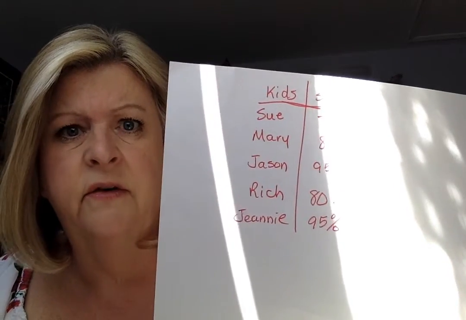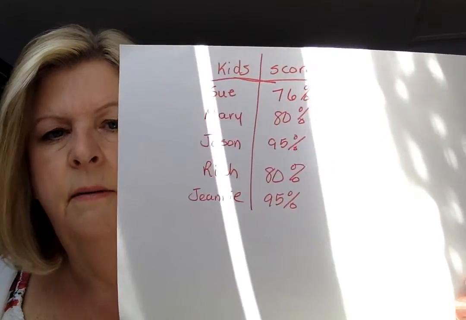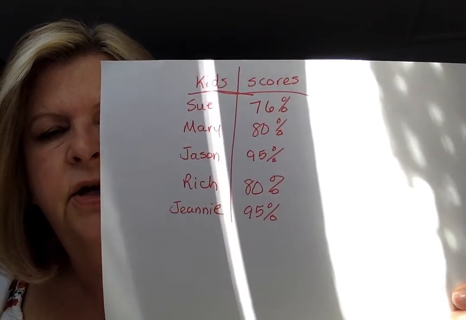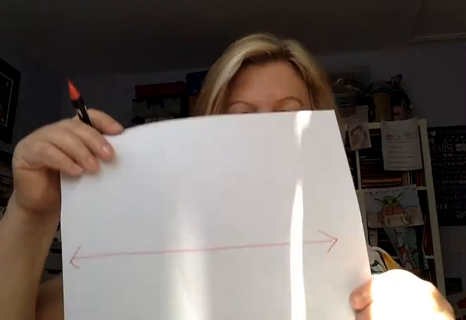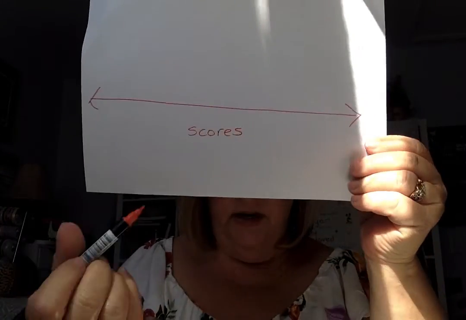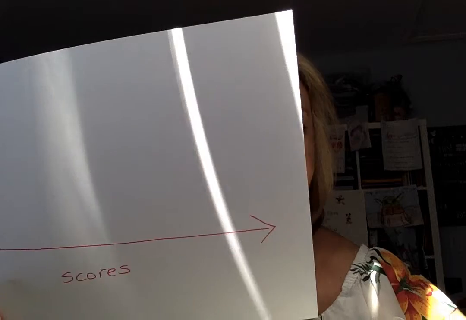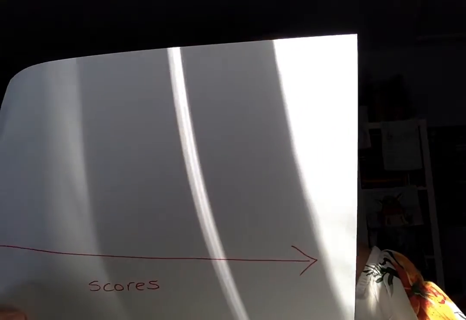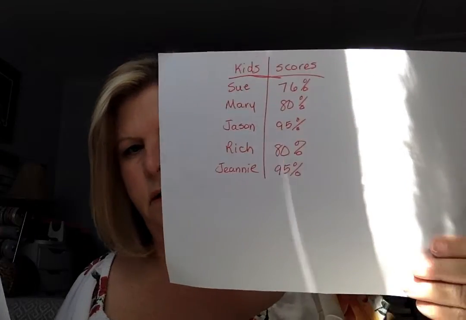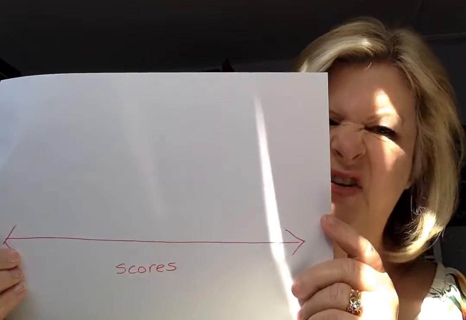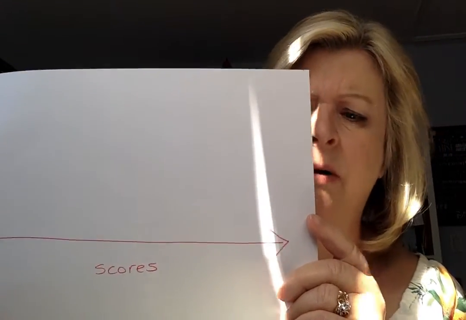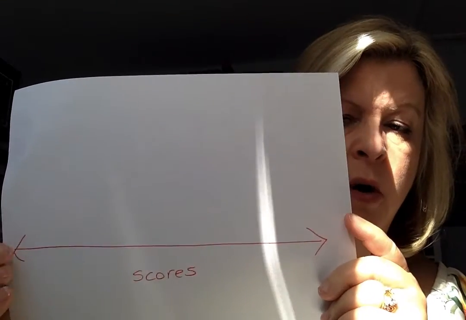So this is my information, this is my data. Information that I want to put on a graph to show it better. So I go back to my number line, and on the bottom, I'm going to title it Scores. My lowest score was 76. We know the number line doesn't start at 76, right? We know it starts at 0 and goes up. But I can show that I'm skipping a bunch of numbers, okay?